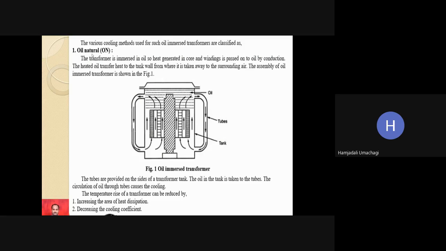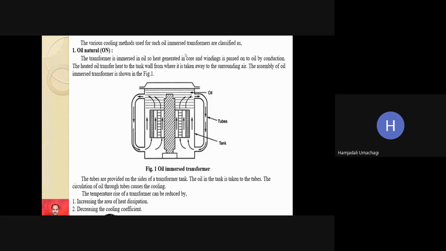Oil immersed type. Okay, and now you only tell me, the first method is oil natural. Oil natural means what? Are you going to forcefully inject the oil, or will the oil naturally carry the heat? Oil will naturally carry the heat that is present inside the tank of the transformer, right?